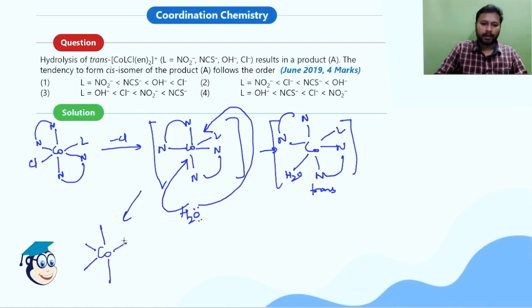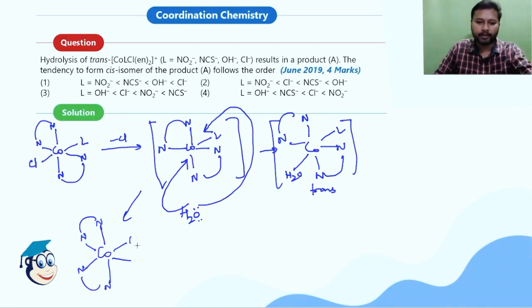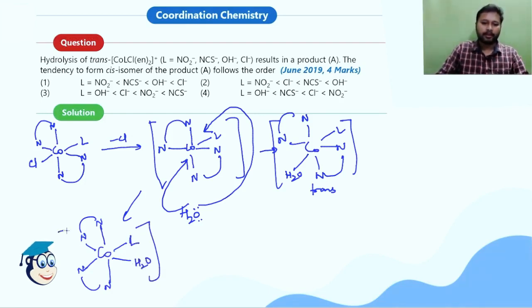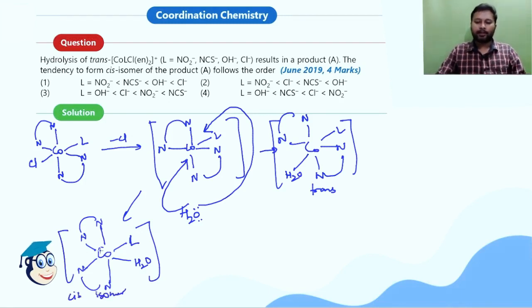Okay, so you have N and N, so they will be cis to each other. That's why it will be called the cis-isomer. So here it will be H2O and L. I'll put L at the same position. So L and H2O. So this is your cis-isomer. Okay, this is the cis-isomer.